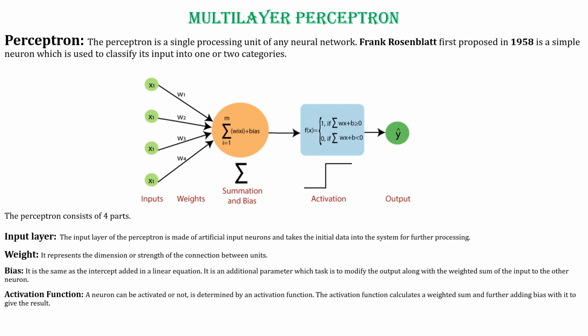If we discuss the input layer, it is made of artificial neurons and takes the initial data into the system for further processing, which simply resembles the dimensions, making up a connection from input to the next neuron. Bias is the intercept added in a linear equation. It is an additional parameter whose task is to modify the output along with the weighted sum of inputs to the other neuron. And activation you can simply think of as a transfer function that transfers specific inputs to its output. This is like a mapping function.